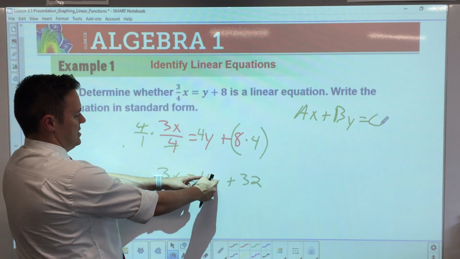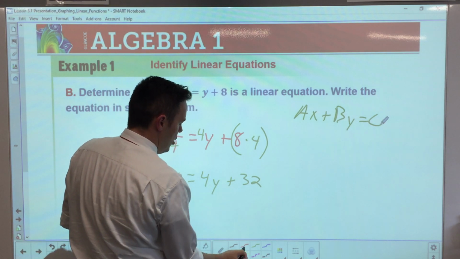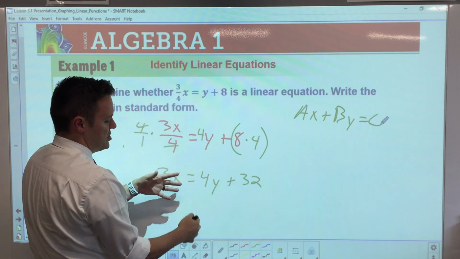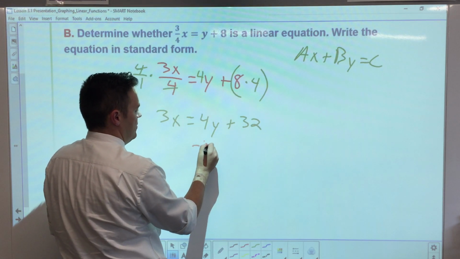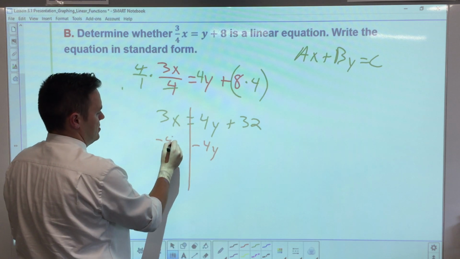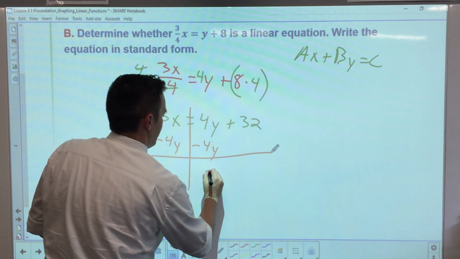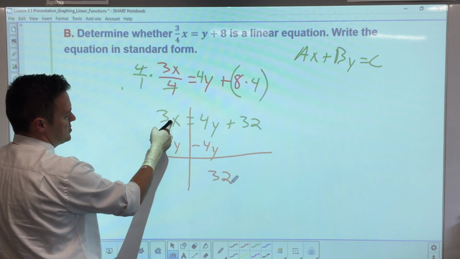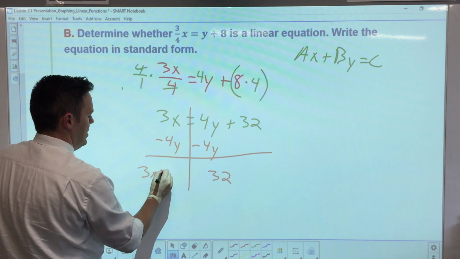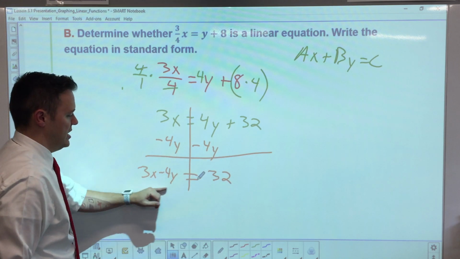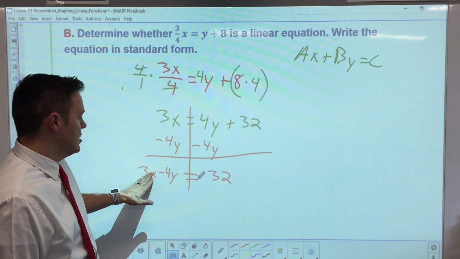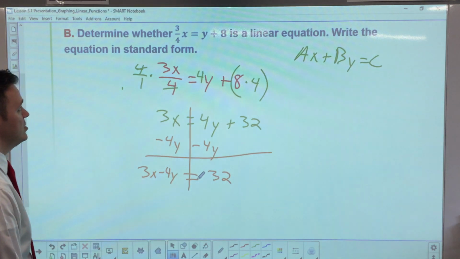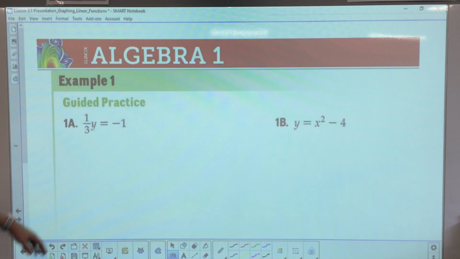And so we have to get this 4y over to this side. Remember, what type of operation is this? It's standard subtraction, right? So we're going to subtract 4y from both sides. When you do that, you're left with 32 over here, and this becomes 3x minus 4y. Ladies and gentlemen, there is your standard equation. In this case, b equals -4. So it's 3x minus 4y equals 32. All right, in the guided practice, please answer these.